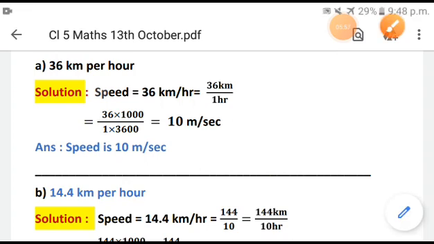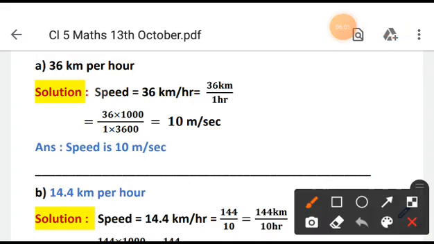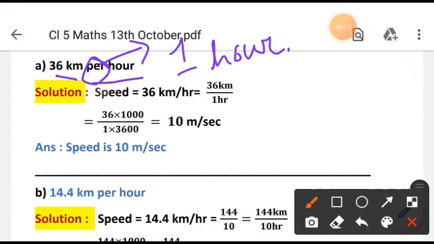Now next sum, 36 kilometer per hour. So students, here 36 kilometer distance is covered in 1 hour. Per hour means 1 hour. Keep this in mind. Per hour means 1 hour. Now here what we will do? We will write 36 kilometer by 1 hour. Since it is given per hour, that is why you are writing 36 kilometer by 1 hour. Now kilometer to meter you are changing.